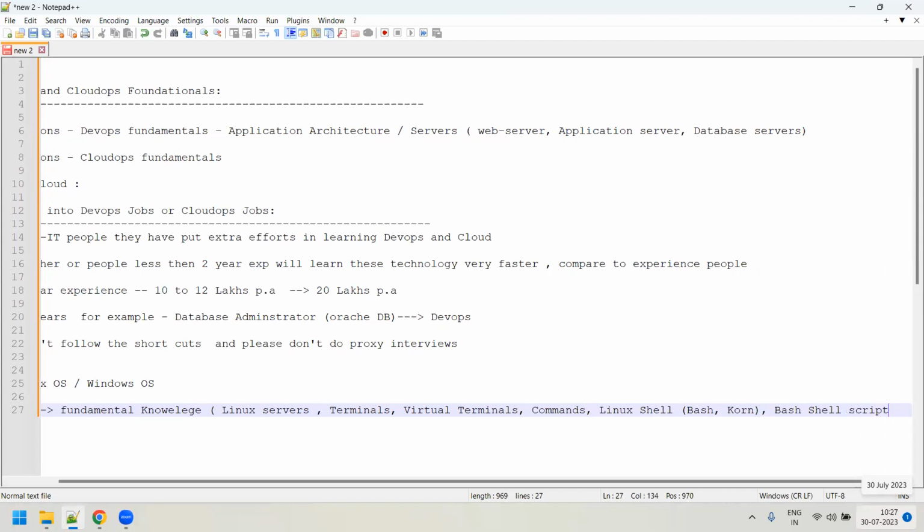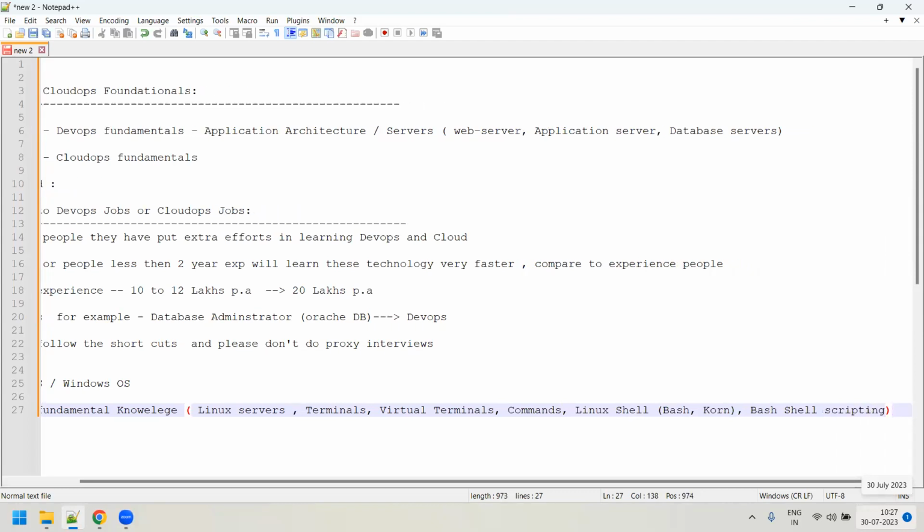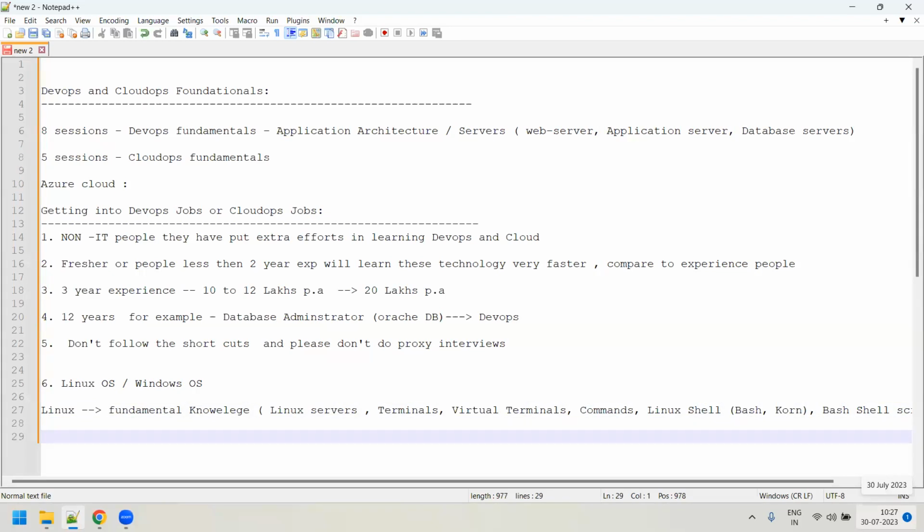Some people have asked me, sir, do you have to be a master in scripting? No, not really like that, but you should start working on basic scripts. You should start writing very, very simple code, like 4 or 5 lines. Start writing it, and one day you will become an expert in scripting.